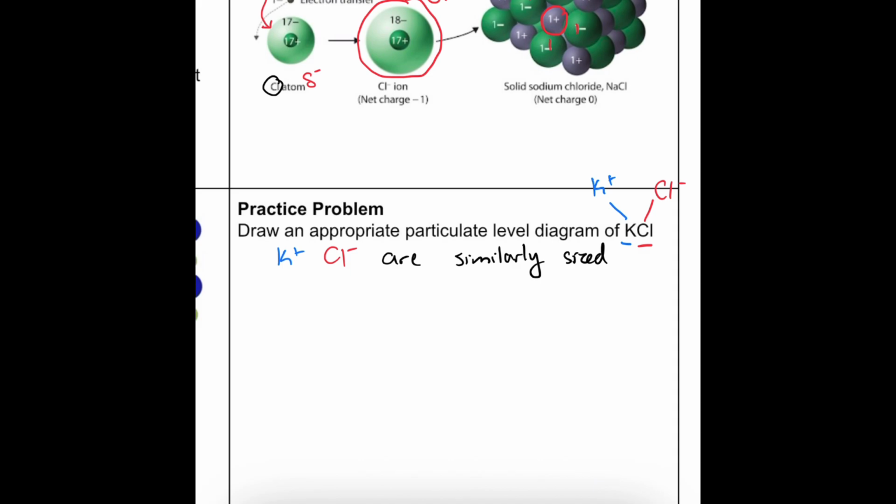And remember, we want to pay attention to not only size, but our charge alternation. So when you draw this out, I generally like to make a 3x3 grid of my ions when I draw out particulate level diagrams. So I'm just going to make that. And again, we're going to use similarly sized dots because those 2 ions are of similar sizes.